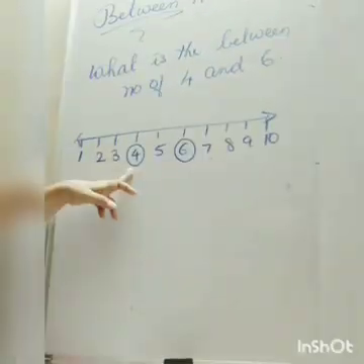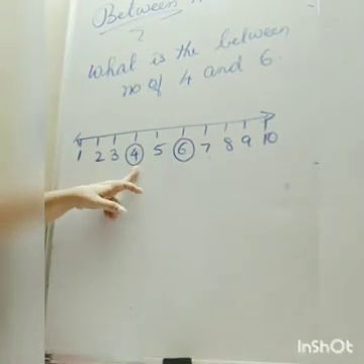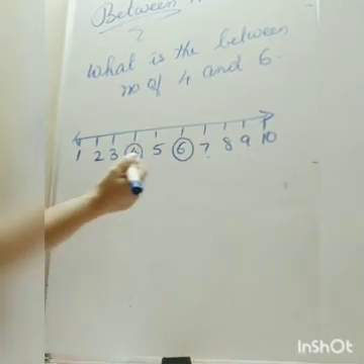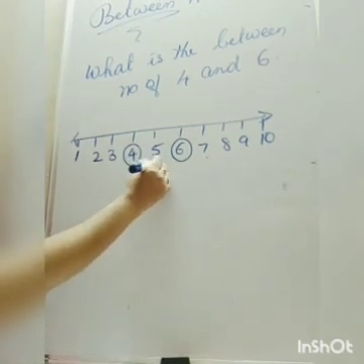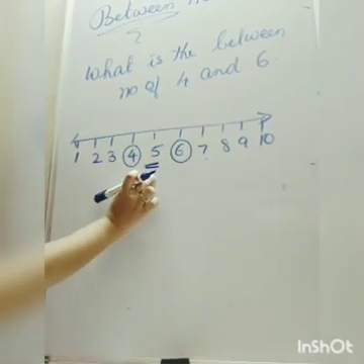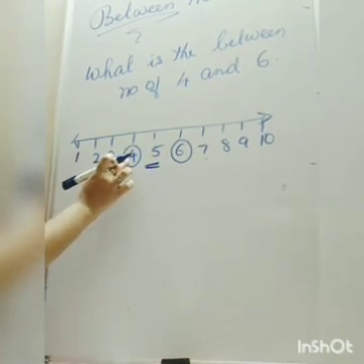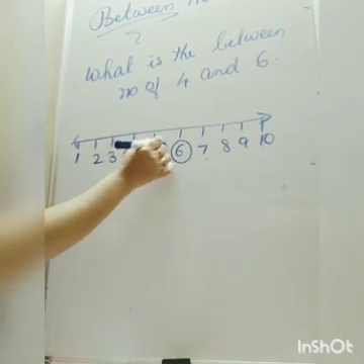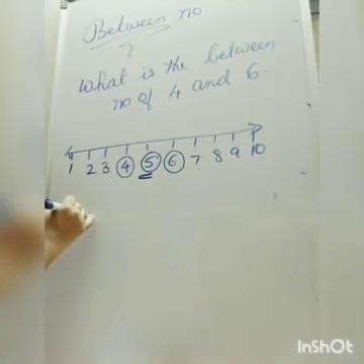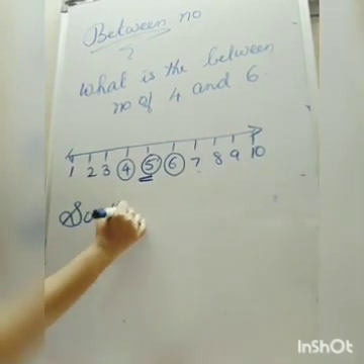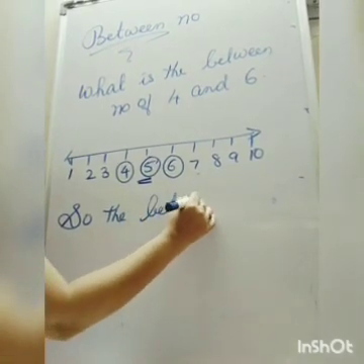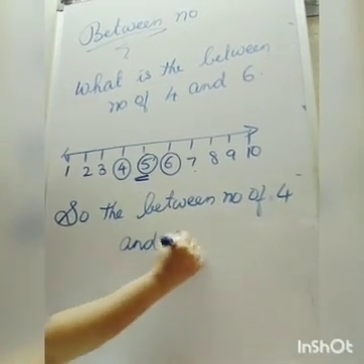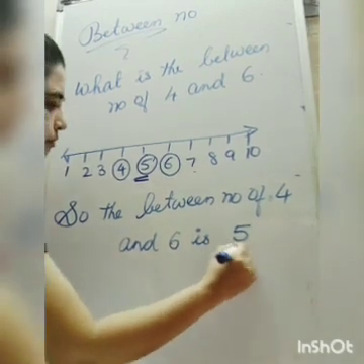See the number line. Where is 4? 4 is here. And 6 is here. Then the number that stands in the middle. Between number means middle number, which stands in the middle. The number that stands between 4 and 6 is 5. So, the between number of 4 and 6 is 5. Clear?